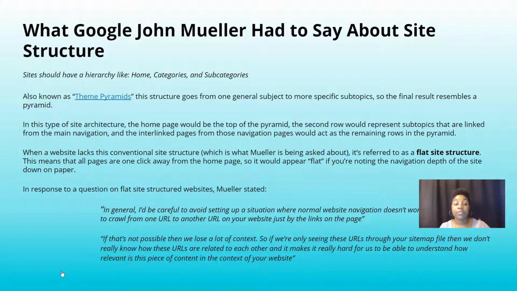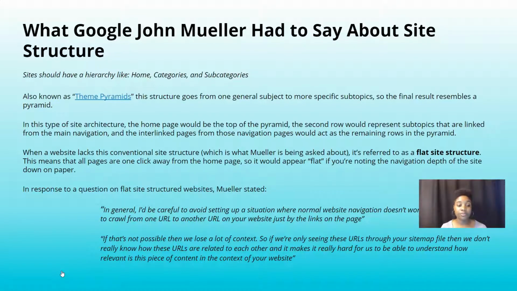In this type of site structure, the home page would be at the top of the pyramid, the second row would be subtopics, and those are linked from the main navigation, and the interlinked pages from those navigation pages would be the remaining rows of the pyramid. When a website does not have this conventional site structure, it's referred to as a flat site structure. This means that all the pages are one click away from the home page, so it appears that there's no page more important than the other. And that's how Google will think of it, as no page being more important than the other.